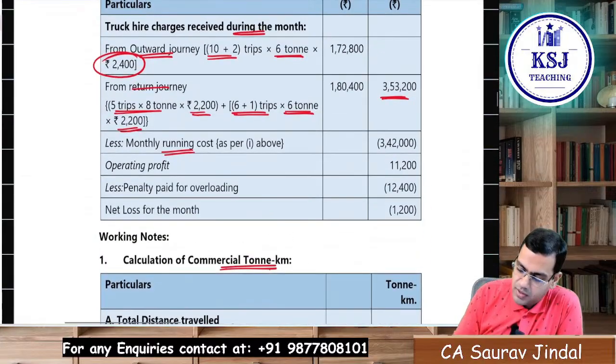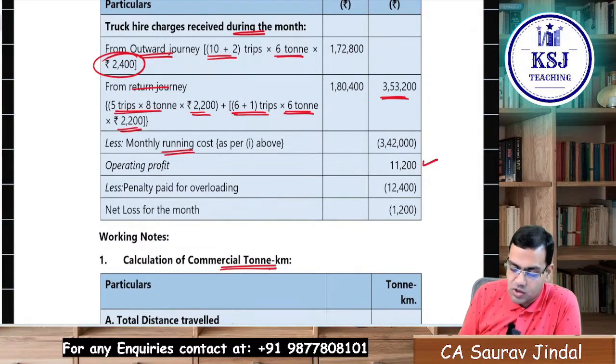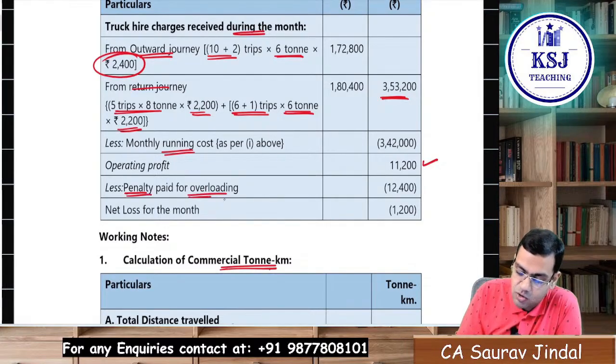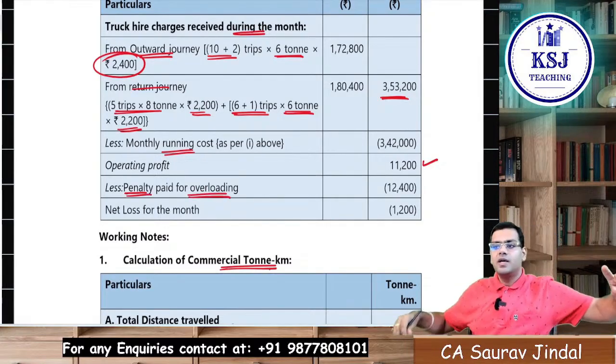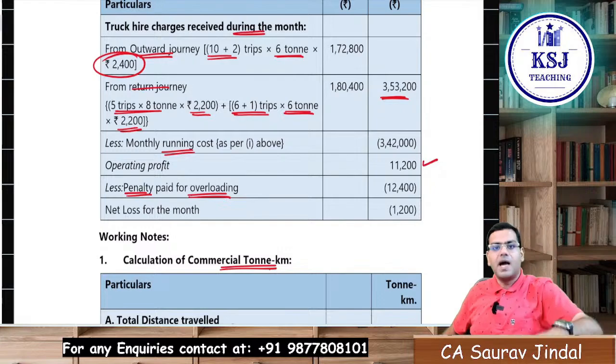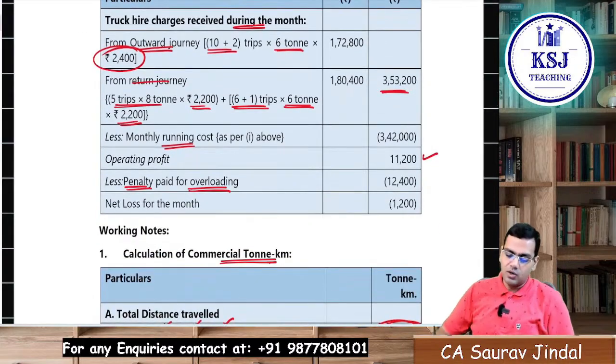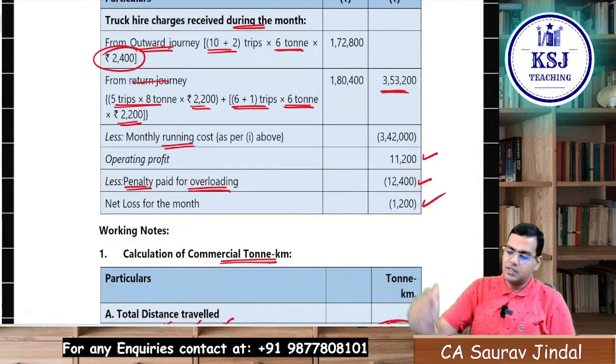Monthly cost calculated. Operating profit, from this operating profit we will have to reduce the penalty also paid for overloading, because as I told you that the penalty will impact your costing P&L, and this is what we are preparing, the profit and loss account, na sir. So here we will be taking up penalty paid for overloading, net loss for the month of 1200.